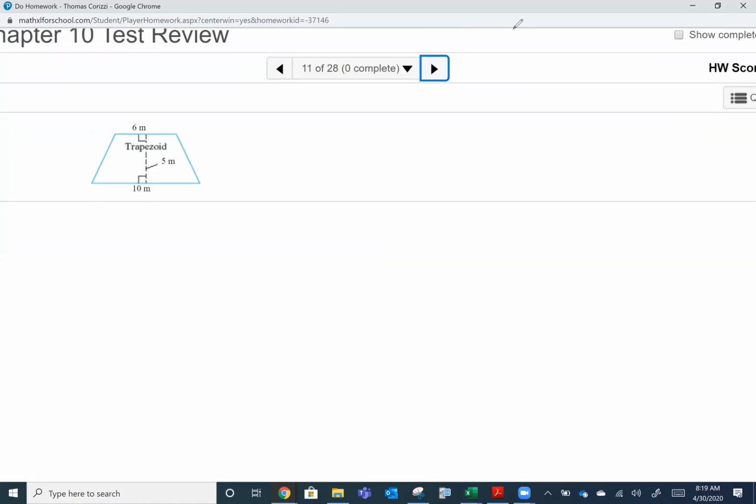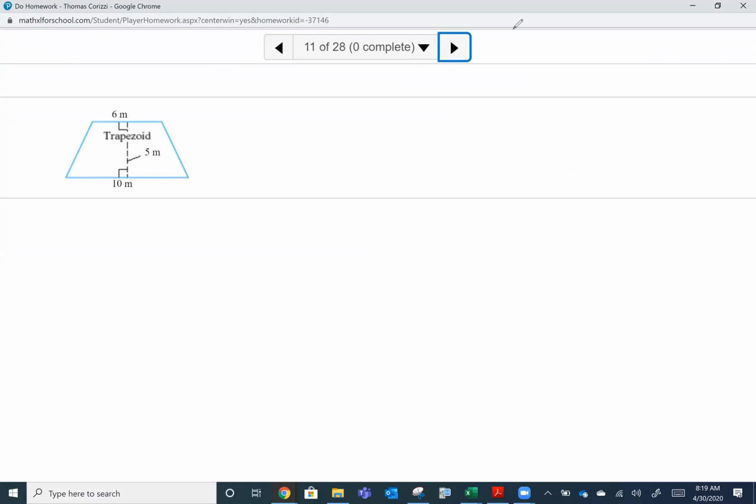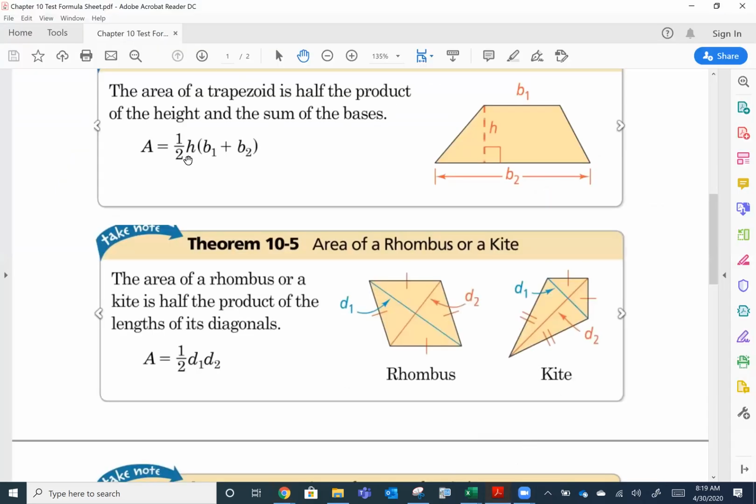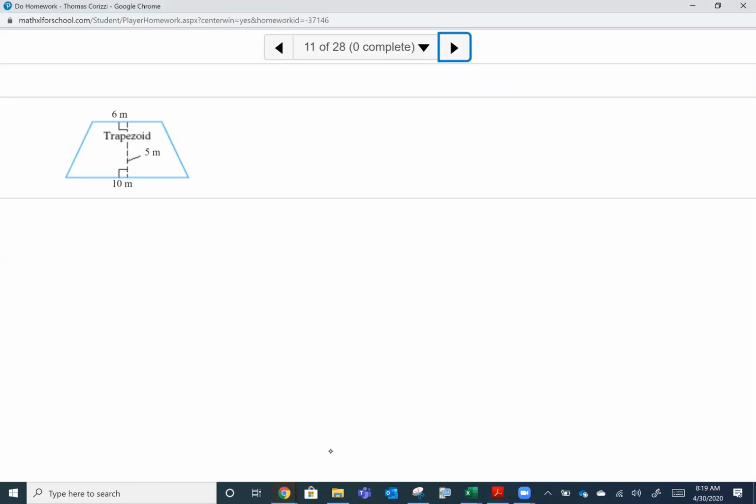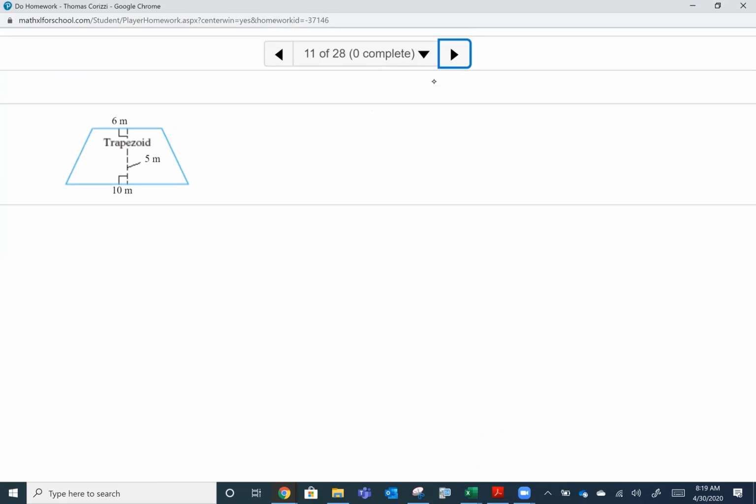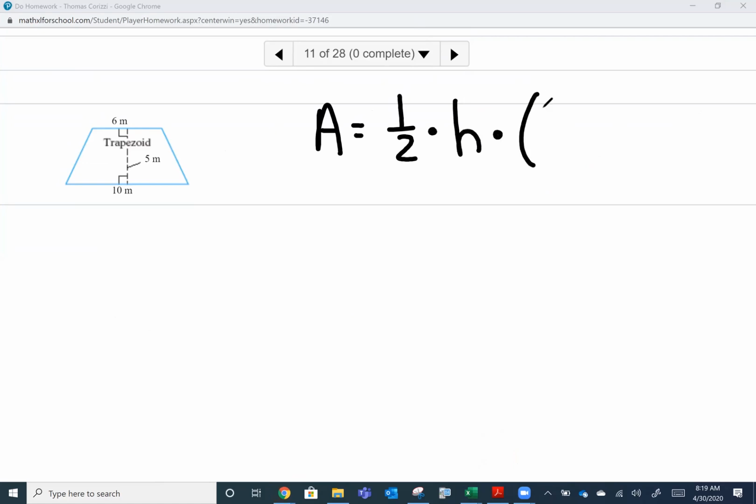Okay, area of a trapezoid. I'm only going to do one of these problems. Area of a trapezoid has the following formula: 1/2 times its height, which runs up and down the middle, times base 1 plus base 2. So I'm just going to identify, I'm not actually going to solve this. So the formula is area equals 1/2 times the height times the sum of base 1 plus base 2.